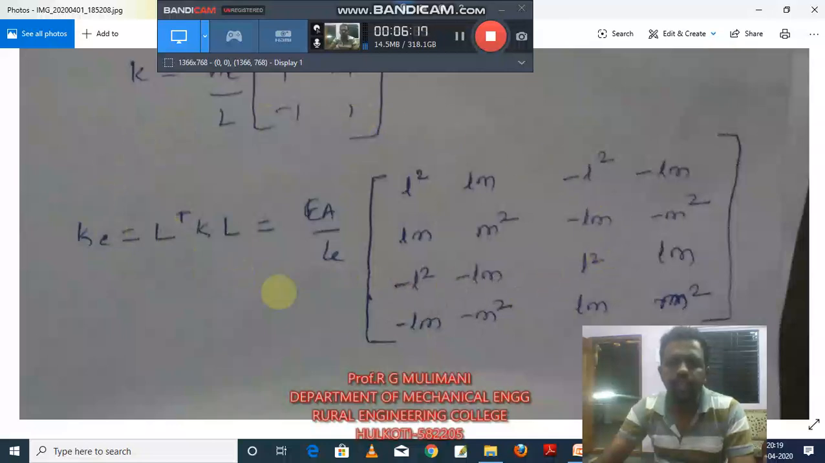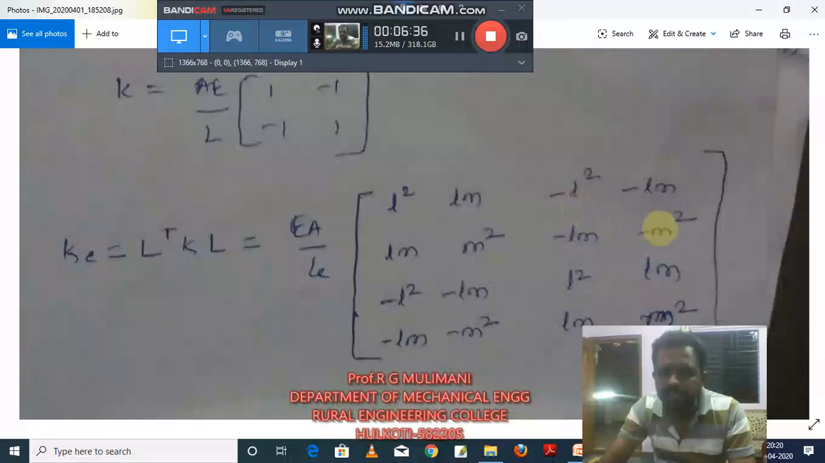This is the stiffness matrix for the bar element, EA by L, with L square, LM. Just observe this 2 by 2 matrix: L square, LM, LM, M square. The same 4 elements are repeated here, only with the negative sign: minus L square, minus LM, minus LM, minus M square. The same 4 elements are written here. It is repeating.